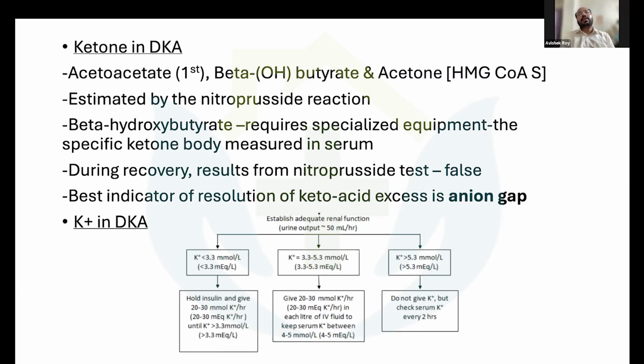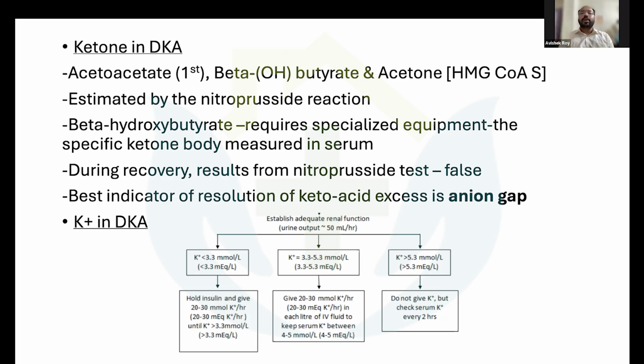Ketones in DKA are three: acetoacetate, beta-hydroxybutyrate, and acetone. The main rate-limiting enzyme is HMG coenzyme reductase, and it is estimated by the nitroprusside reaction, the Rothera's test that we check in the urine test. Beta-hydroxybutyrate requires special equipment in the blood to be checked, so it's not always available in the lab. So if you don't have a method to estimate the blood ketone levels, don't order urine ketones.